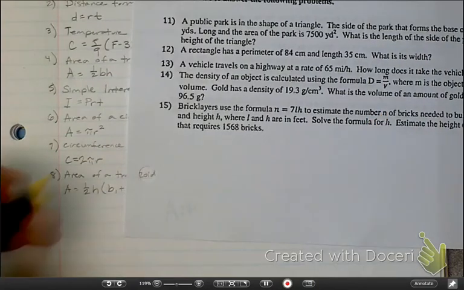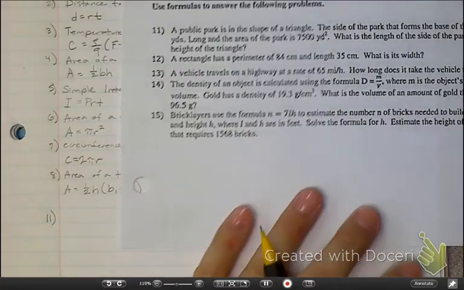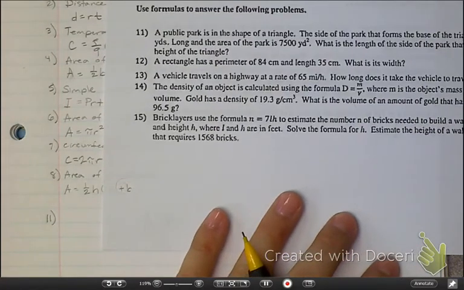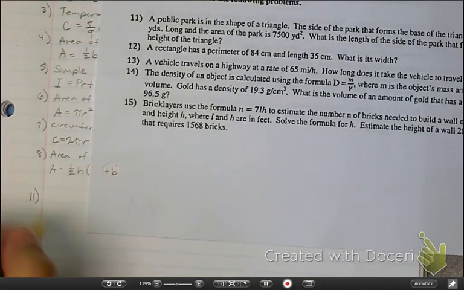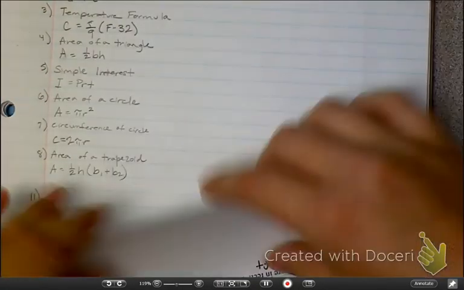So let's look at number 11. I'll skip a line and we'll do 11. It says, a public park is in the shape of a triangle. So I'm going to start drawing some stuff down here next to number 11. Let me fold this so that you guys can see a better angle of it.